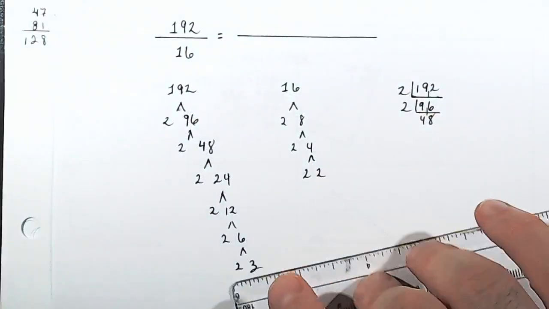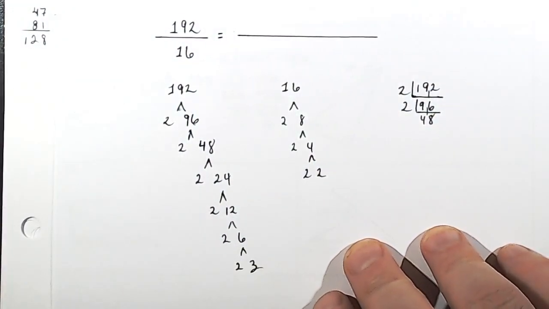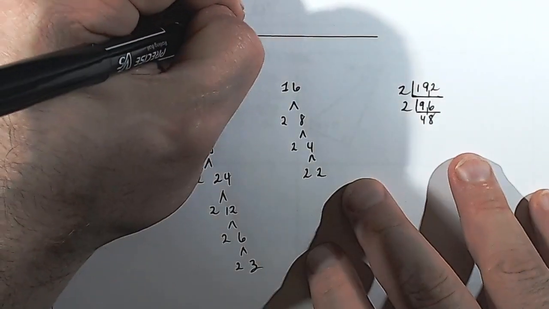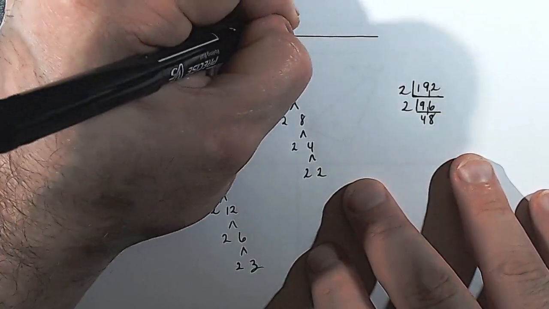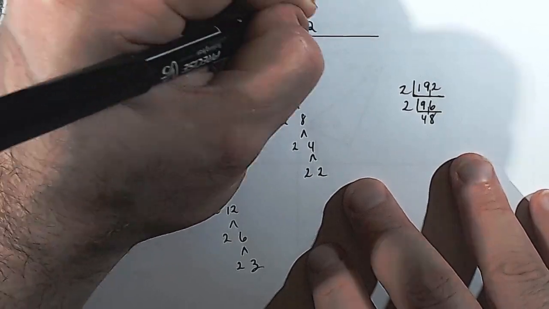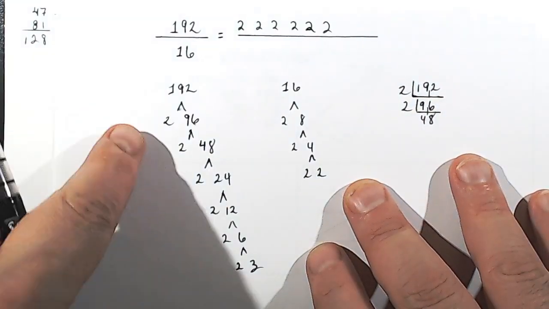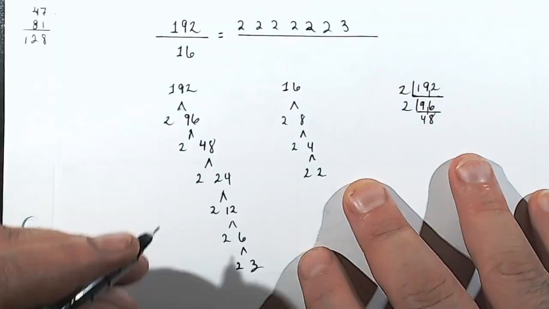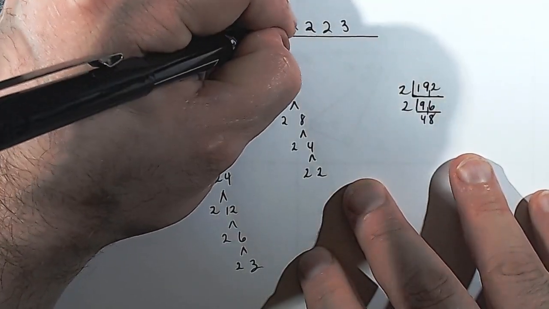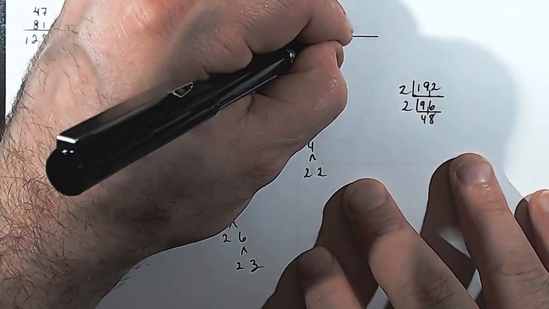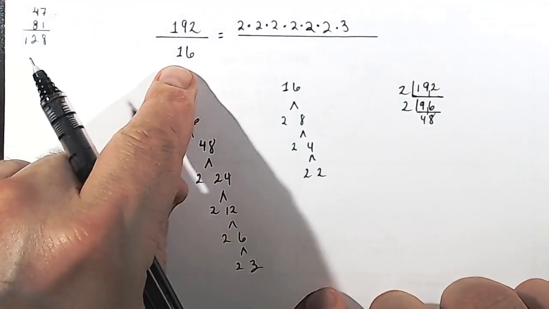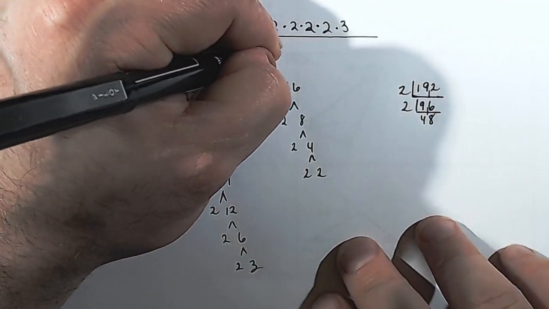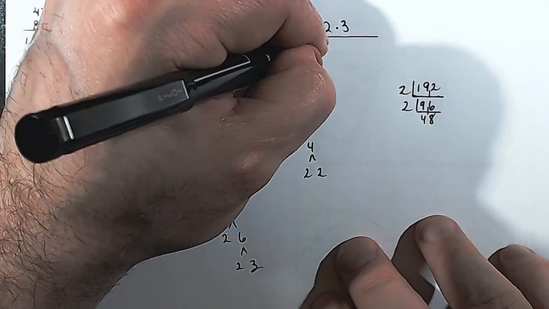Draw a big fraction bar. And in the top, you're going to write all this: 1, 2, 3, 4, 5, 6 twos, and 1 three. They're all multiplied together. So this is called the product of the primes. And then in the denominator, we're going to write the prime factorization of 16: 2 times 2 times 2 times 2.